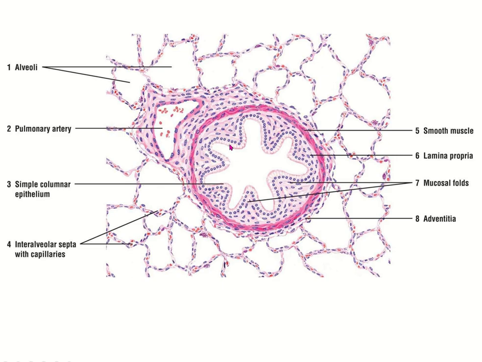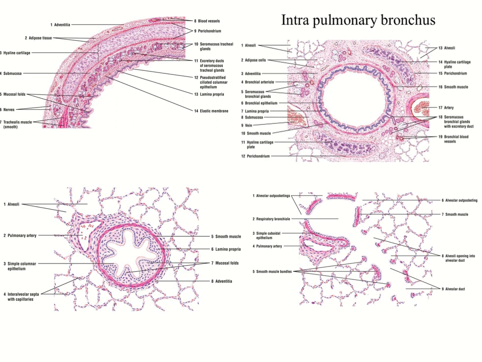So this is mucosa, this is lined by the simple cuboidal epithelium, this is lamina propria, loose connective tissue, and this is the well developed muscle layer formed by the smooth muscle cell, and this is outer adventitia. And this is the respiratory portion of the respiratory system. It starts with the respiratory bronchiole, alveolar duct and alveoli.